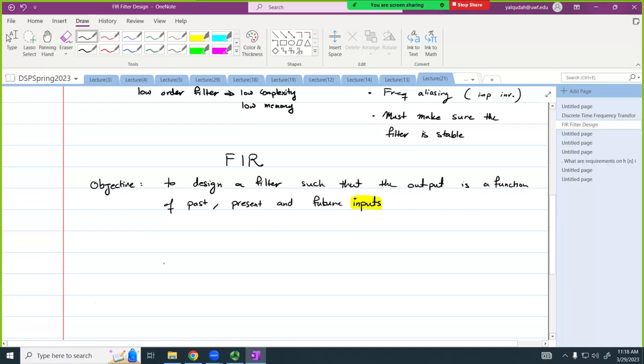So therefore, if I look at the output of the filter, it's going to look something like this. Summation from negative N1 to N2 of h of i times x of n minus i. What does this formula represent? The convolution. The output of the filter is going to equal the impulse response convolved with x of n.